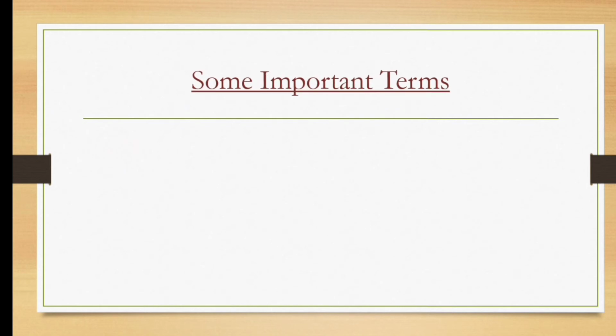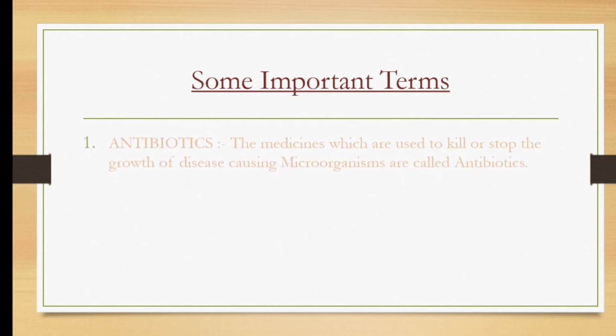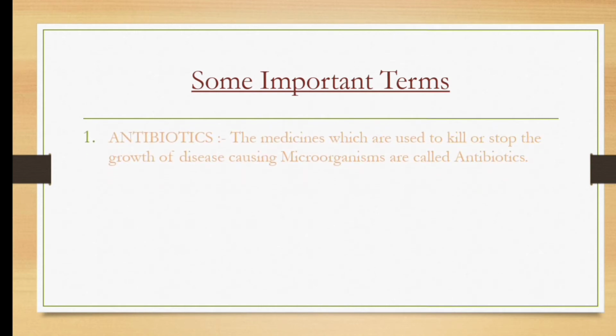Next topic is some important terms. Now let us learn some important terms related to the chapter. First is antibiotics. What are antibiotics? If the question comes to define antibiotics, let's see what the definition is. The medicines which are used to kill or stop the growth of disease causing microorganisms are called antibiotics.